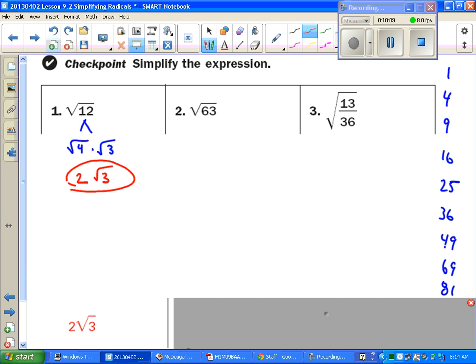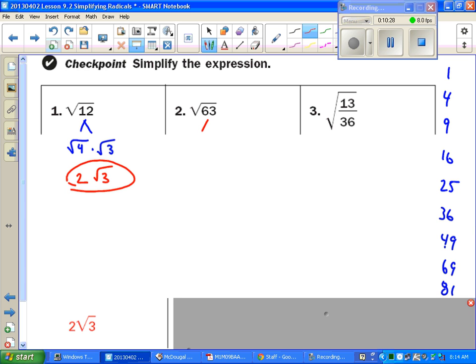The next one says the square root of 63. Again, check your perfect square values. Which one of those is a factor of the number 63? The only one that comes up. And even if you use the wrong one the first time, you'll just take one extra step to simplify. So don't be scared to use the wrong one if it's a factor.